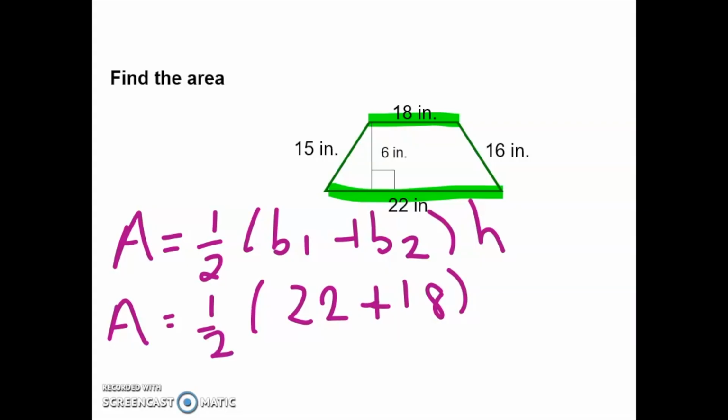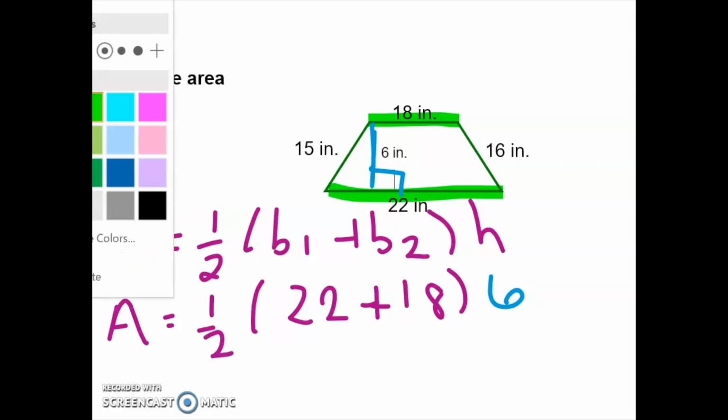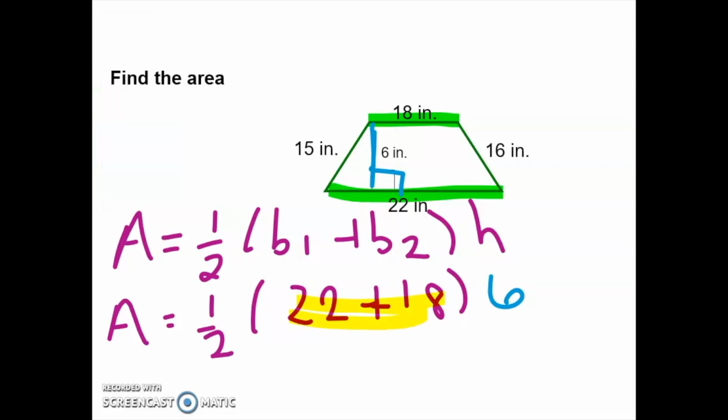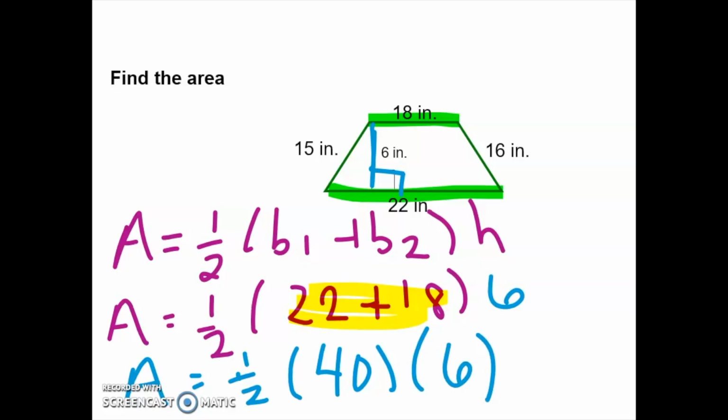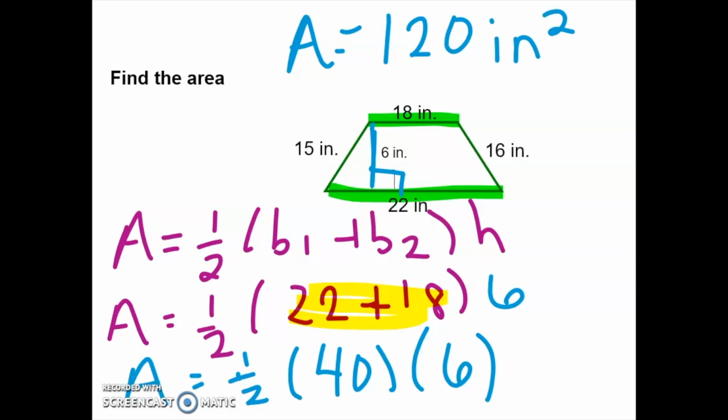And then the height of my parallelogram is that distance going up and down in the middle of the shape where I see my right angle, and that would be 6. Now don't forget that we always have to follow order of operations. So when we're solving, we have to do that addition first. So we end up with 1/2 times 40 times 6. And I'm running out of space here, so I'm going to put my answer up at the top. So half of 40 is 20, and 20 times 6 is 120 square inches.